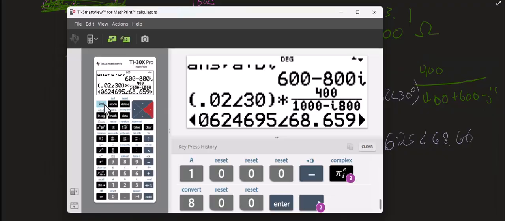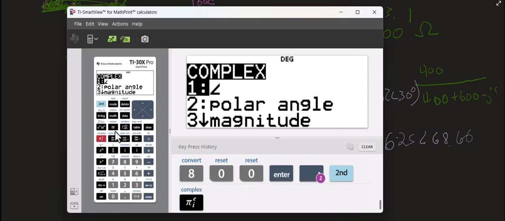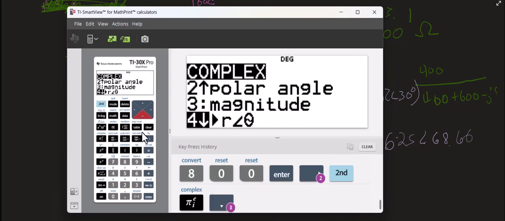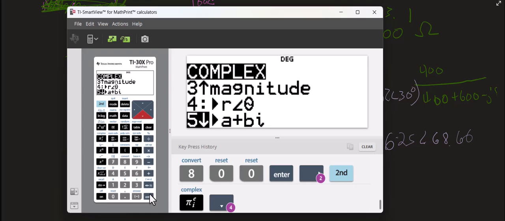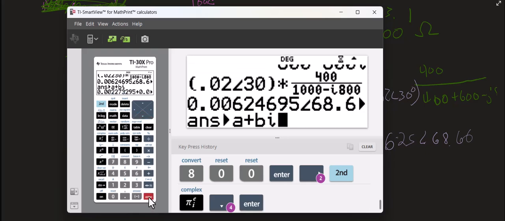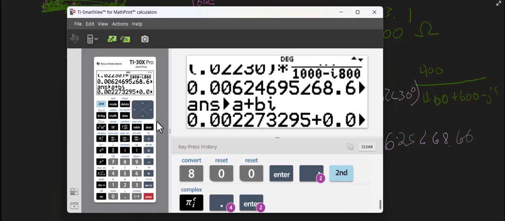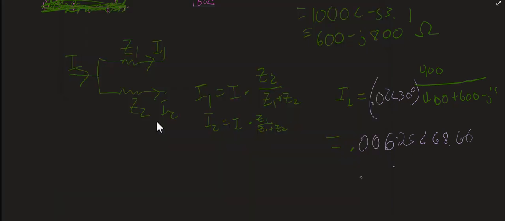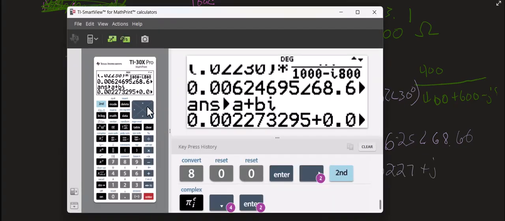or in rectangular, I just get both just in case I need it for something. 0.00227, really small radians, plus j0.005818.